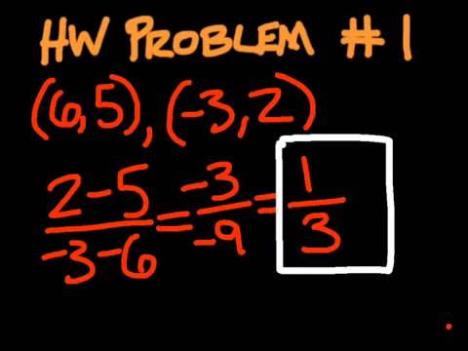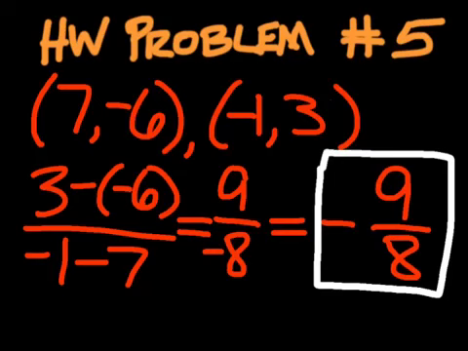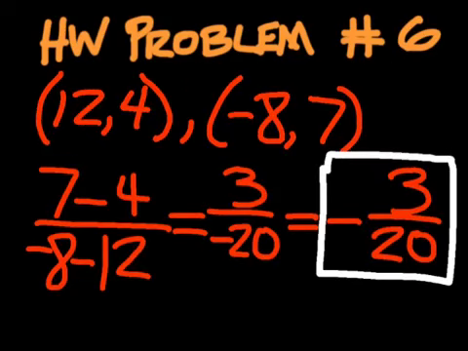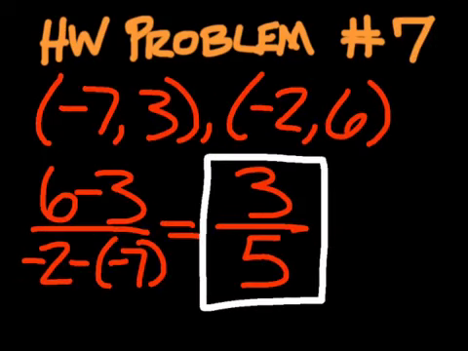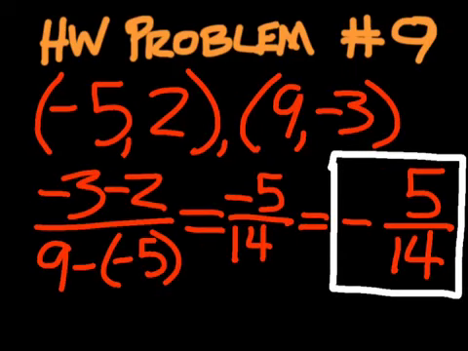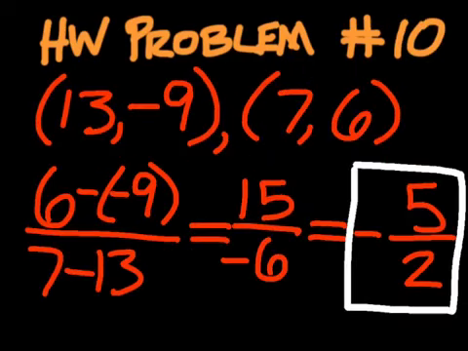For number 1, the answer is 1/3. Number 2, it's negative 8 over 5. Number 3 is negative 1/2. Number 4 is 2 over 5. Number 5 is negative 9 over 8. And number 6 is negative 3 over 20. Number 7 is 3 over 5. Number 8 is 13 over 7. And number 9 is negative 5 over 14.